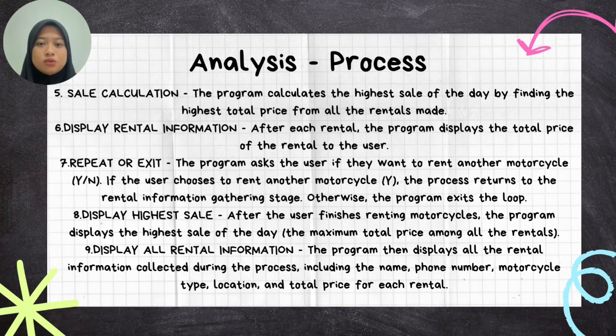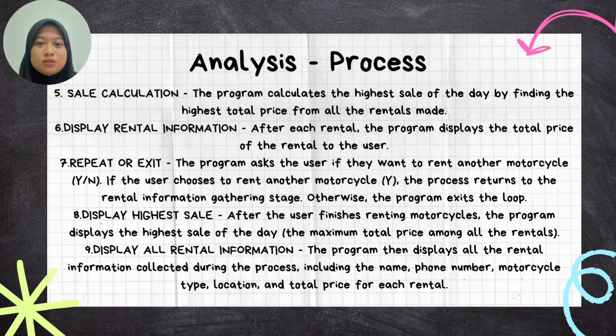Next is the process to repeat or exit. The program asks the user if they want to rent another motorcycle, yes or no. If the user chooses to rent another motorcycle, which is yes, the process returns to the rental information gathering stage. Otherwise, the program exits the loop.